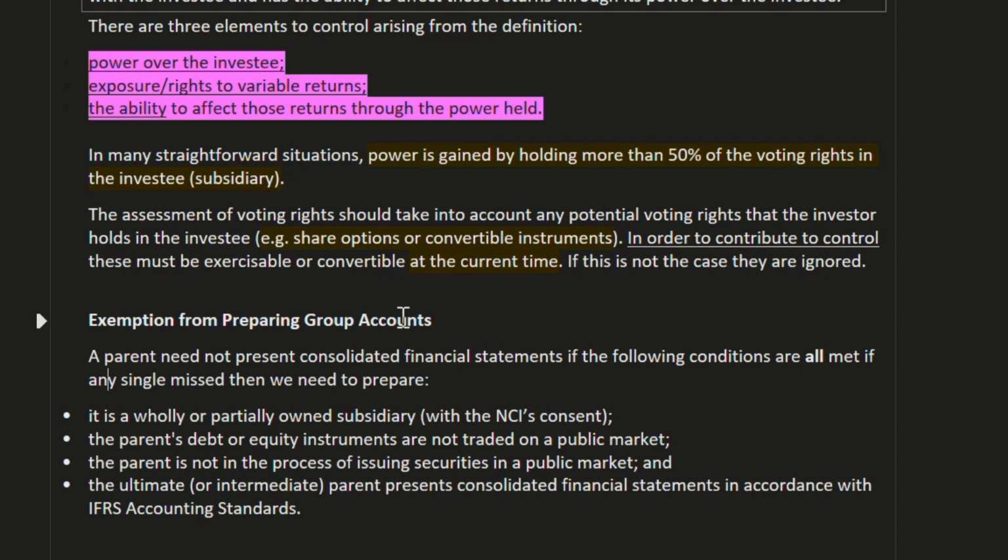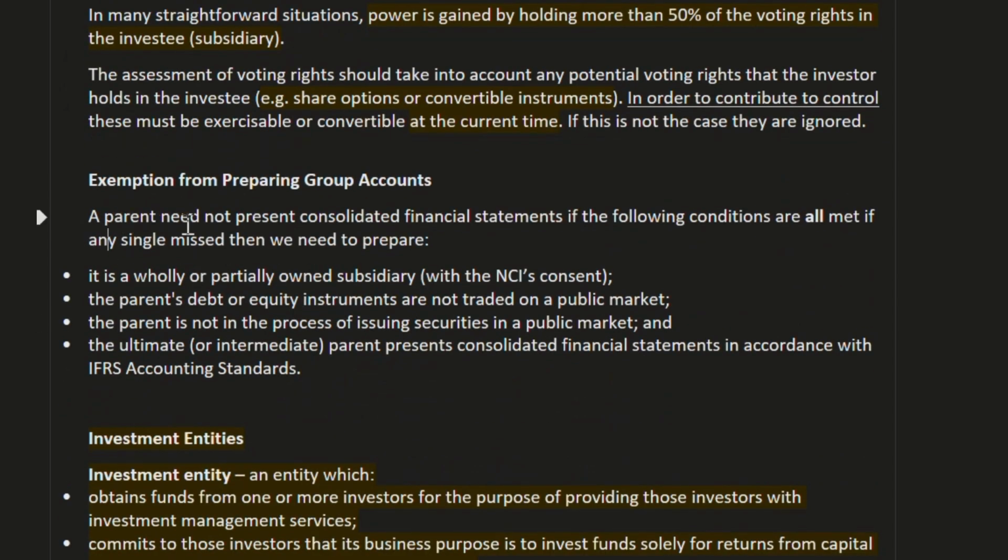Now, exemption from preparing group accounts. A parent need not present consolidated financial statements if all of the following conditions are met. If any single one is missed, then we need to prepare. First, it is a wholly or partially owned subsidiary with the NCI's consent. So wholly or partially owned subsidiary means that we fully own it or partially own it, but the NCI gives the consent. Second, the parent's debt or equity instruments are not traded on a public market. So the parent is not a listed company.